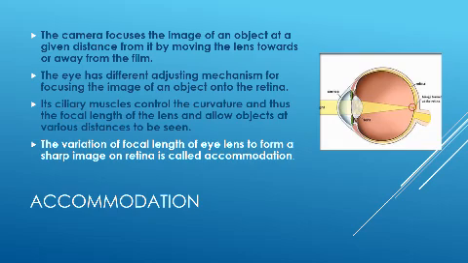The eye has a different adjusting mechanism for focusing the image of an object onto the retina. In this, the ciliary muscles control the curvature and thus the focal length of the lens, and allow objects at various distances to be seen clearly.